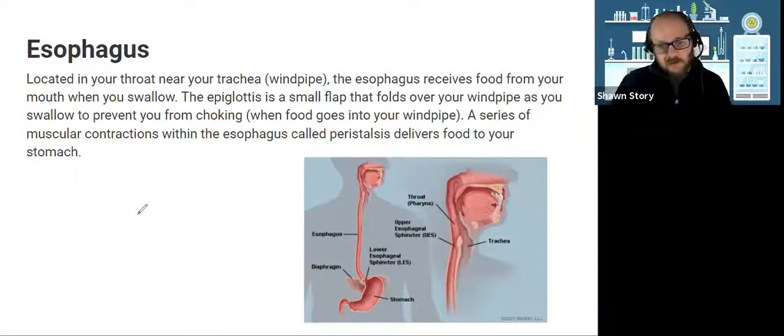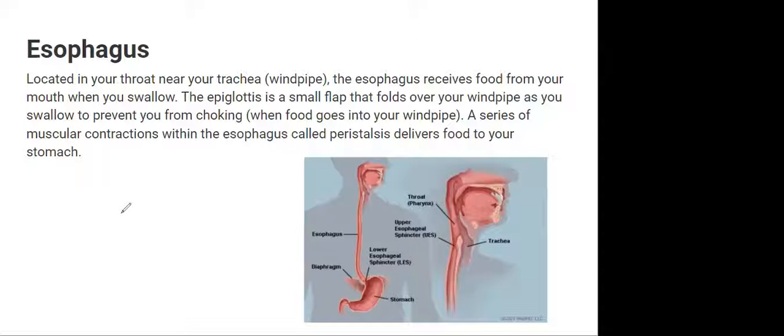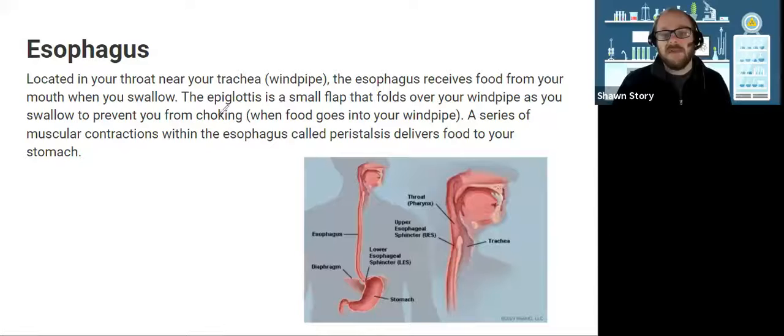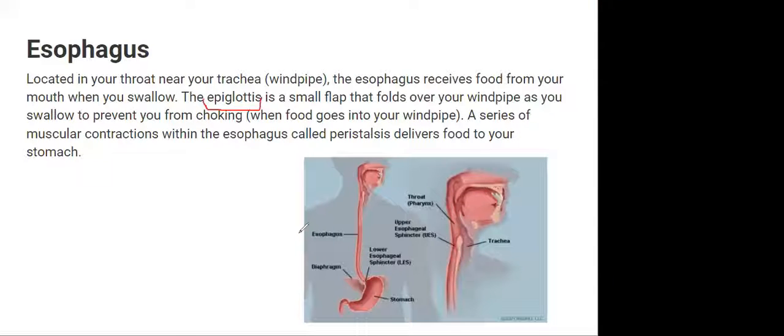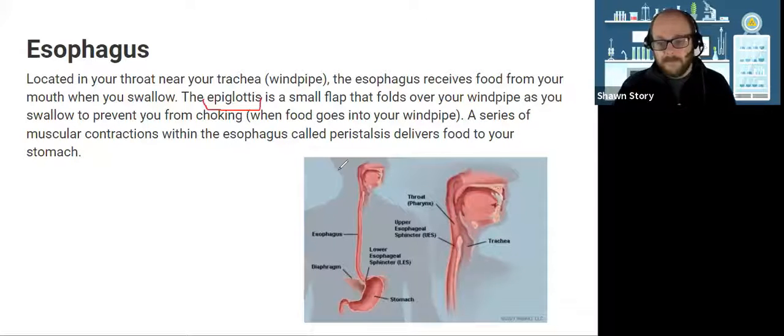Here's our second part of the esophagus. Who would like to read this? I can do it. Yep, go ahead. Located in your throat near your trachea, or windpipe, the esophagus receives food from your mouth when you swallow. The epiglottis is a small flap that folds over your windpipe as you swallow to prevent you from choking when food goes into your windpipe. A series of muscular contractions within the esophagus called peristalsis delivers food to your stomach.